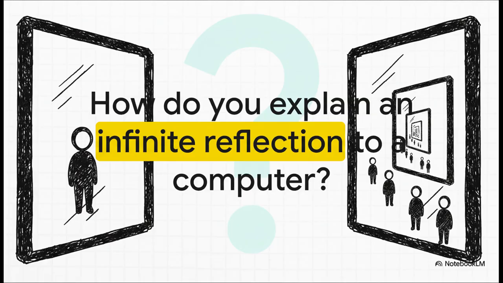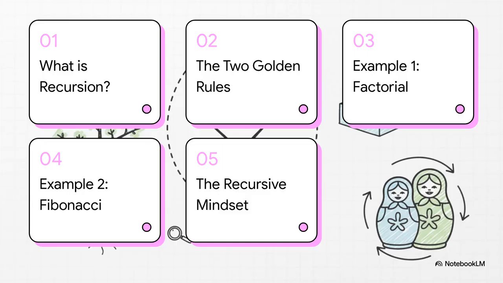over and over again. So here's our game plan. We'll start with what recursion even is. Then we'll cover the two golden rules you absolutely have to know. After that, we'll get our hands dirty with a couple of classic examples, Factorial and Fibonacci. And we'll wrap it all up by talking about how to actually start thinking recursively.